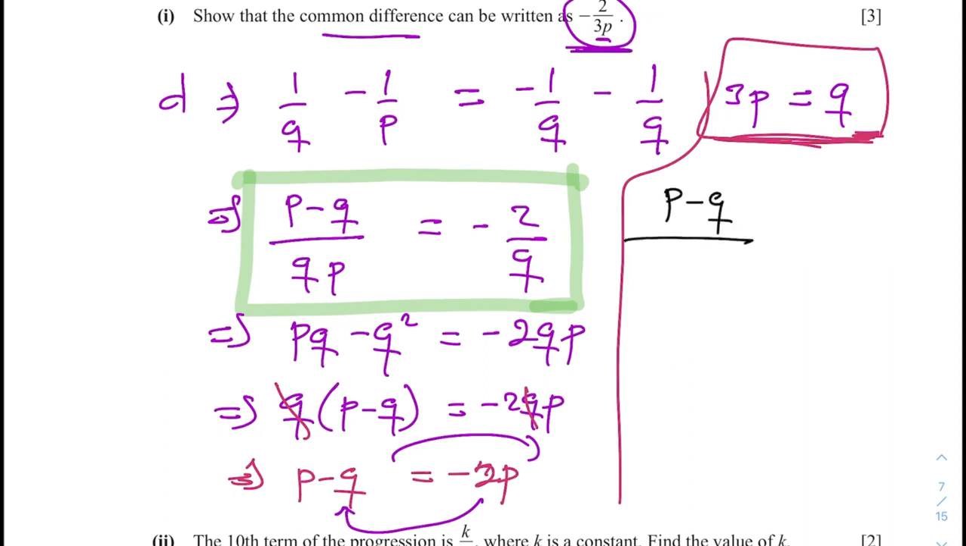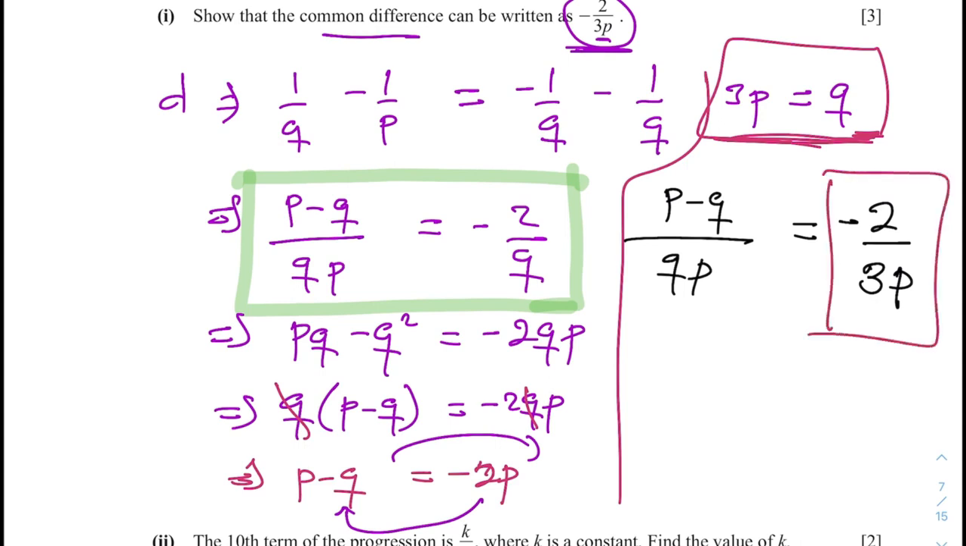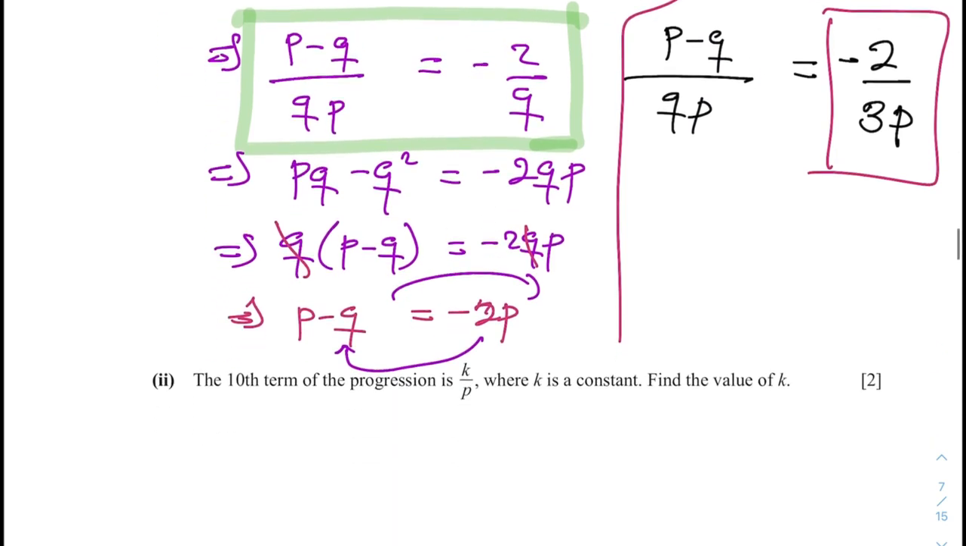So I will just hold on to this. It's equal to, you see, you have negative 2 over Q, and I say my Q is 3P. So whatever I have is common difference, whether it is on the left-hand side or the right-hand side. So in this case, I have proven that the common difference is this. It's a tricky question, I hate it. But that's how you will solve it.